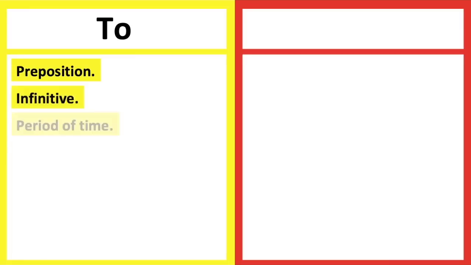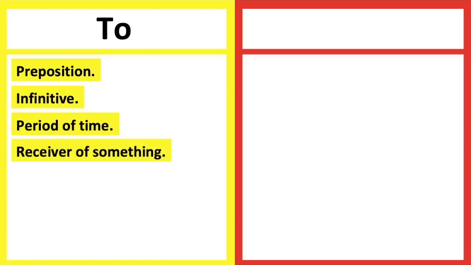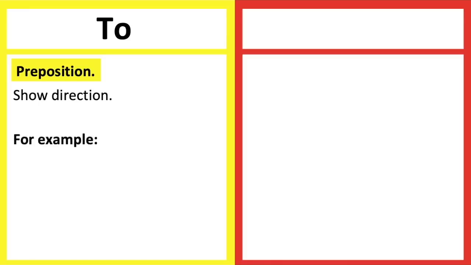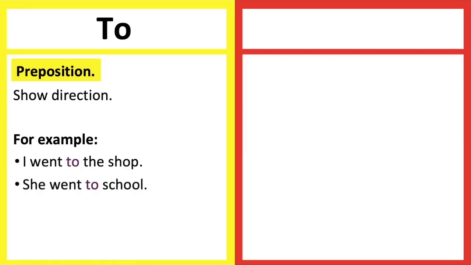To, two. To can be used as a preposition, as an infinitive, to refer to a period of time or to refer to the receiver of something. As a preposition, it shows the direction. For example, I went to the shop. She went to school. They went to the park.